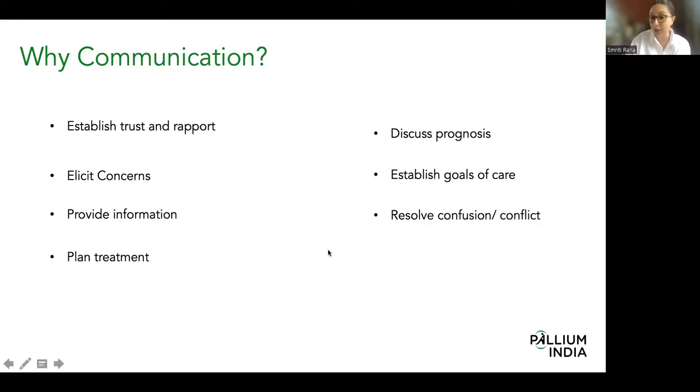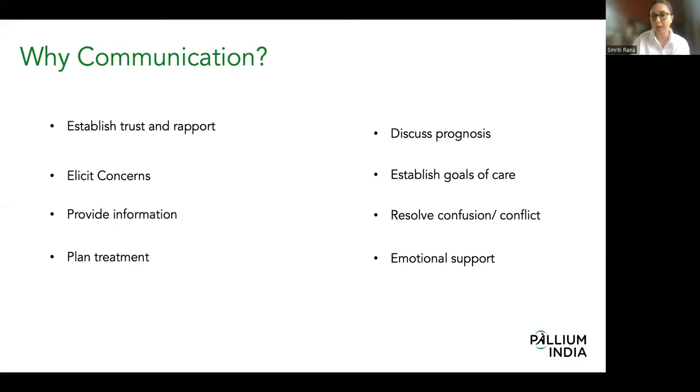Resolving confusion and conflict, oftentimes between family members, sometimes between the family members and yourself and the healthcare team. Okay, so that's where communication becomes important, and very important to provide emotional support to the family and also to your team members. So don't forget that even your team members might need to work through some of the more difficult cases together with you. So these are just some of the building blocks of communication.